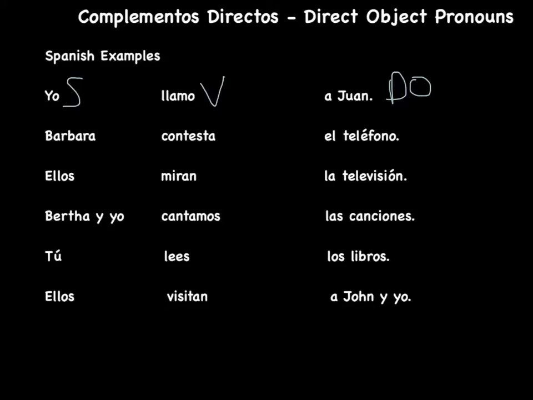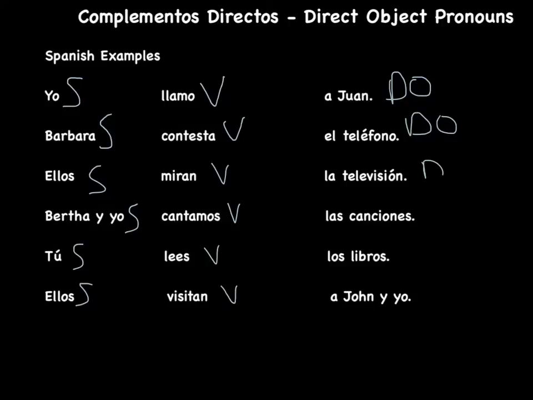Barbara contesta el teléfono. No change again. Barbara's the one doing the action. Answering is the verb. El teléfono is the direct object. And again, we don't need to go through each and every single one of these. You get the idea at this point. Basically, this is the same in Spanish as it is in English. Pause the video here, refresh if you need to. Otherwise, let's move on and take a look at how this would work with the direct object pronouns now replacing the direct object.